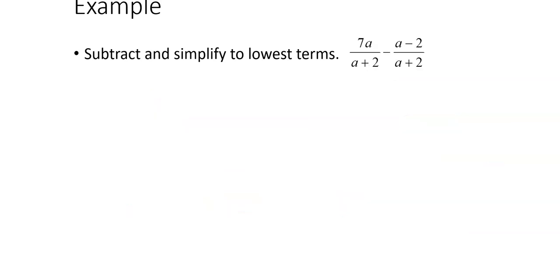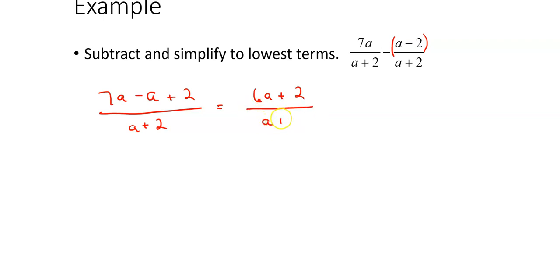All right, one more and then we're done reviewing. Then we'll get to some new stuff. This says subtract, simplify to lowest terms. Again, that negative sign applies to everything in the second piece. So we get 7a minus a plus 2, right? Minus a negative 2. On the bottom, common denominator is already set up. So 7a minus a is 6a. So we get 6a plus 2 over a plus 2. That's as far as it goes.